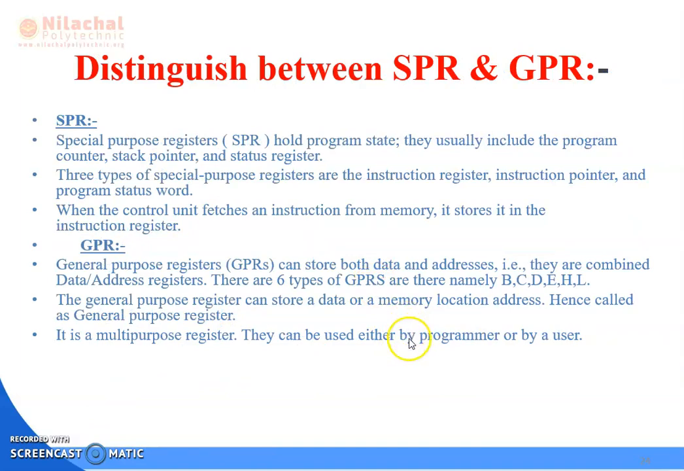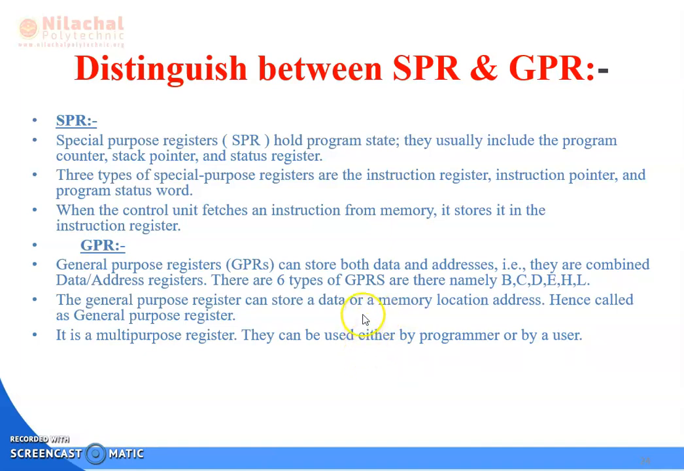Next, distinguish between SPR and GPR, that is special purpose register and general purpose register. So first, what is special purpose register? Special purpose registers hold the program state. They usually include the program counter, stack pointer and status register. Three types of special purpose registers are the instruction register, instruction pointer, and program status word, that is PSW. When the control unit fetches an instruction from memory, it stores it in the instruction register.